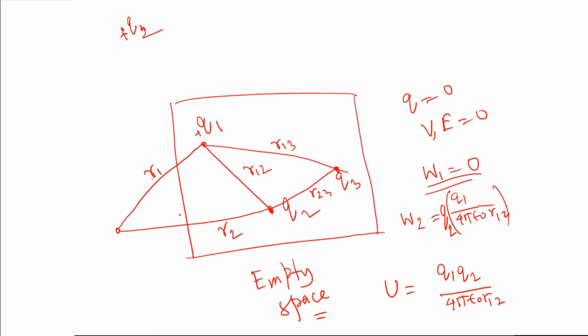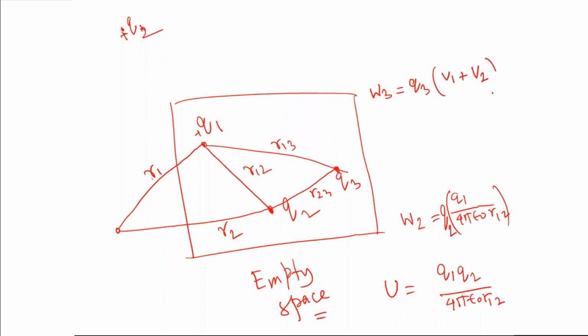So W2, W3 will be actually Q3 into potential created by 1 and potential created by 2. Okay, where at this position. So how can I write that? Q3, and this will be Q1 by 4 pi epsilon naught R13 plus Q2 by 4 pi epsilon naught R23. Okay, this is the work done to bring this Q3 charge.